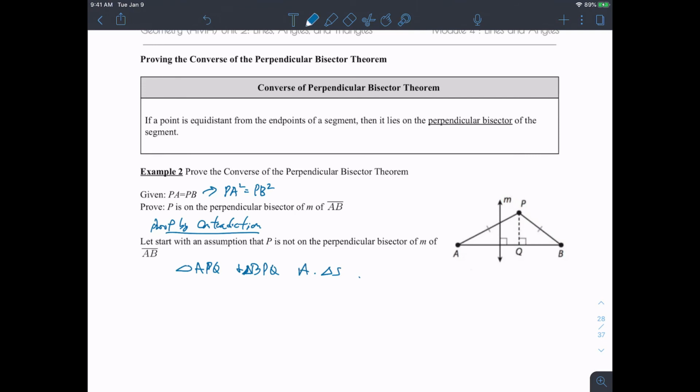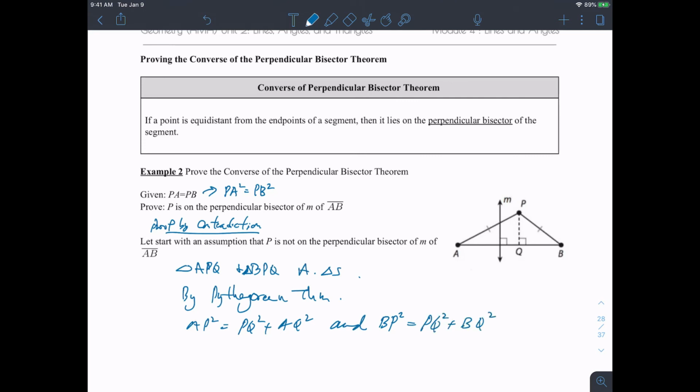So by the Pythagorean theorem, we know that AP squared is equal to PQ squared plus AQ squared. And we know that BP squared is equal to PQ squared plus BQ squared. In other words, this squared is equal to the sum of this and this squared.